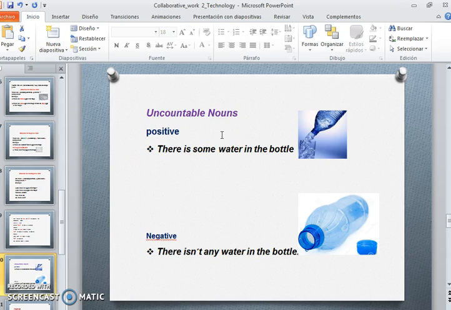Uncountable nouns. Positive form. There is some water in the bottle, as you see in this picture. For a negative statement, there isn't any water in the bottle.